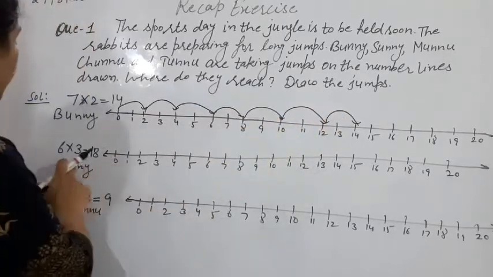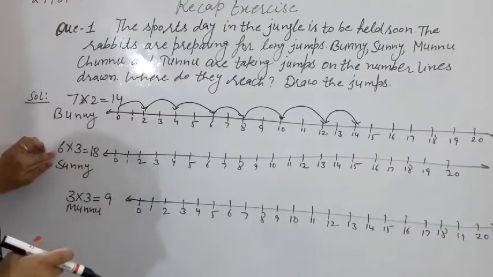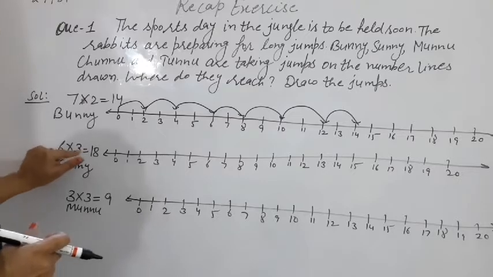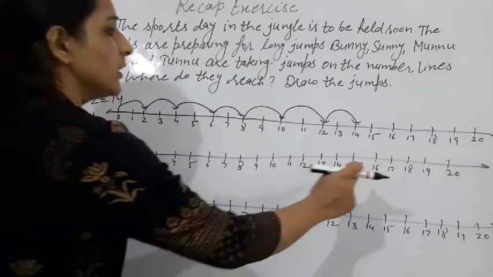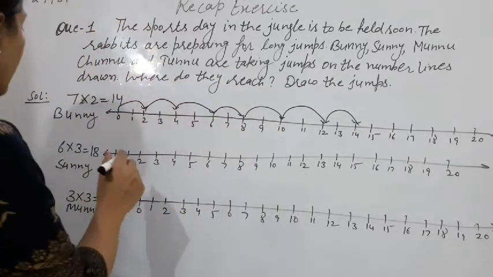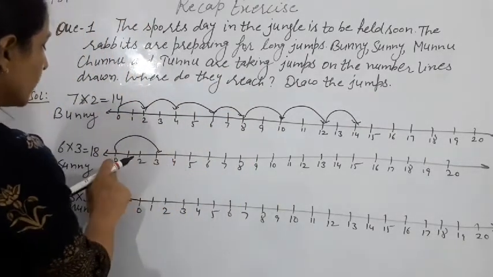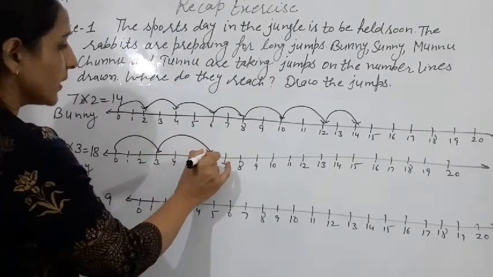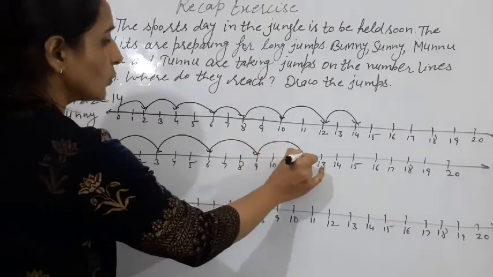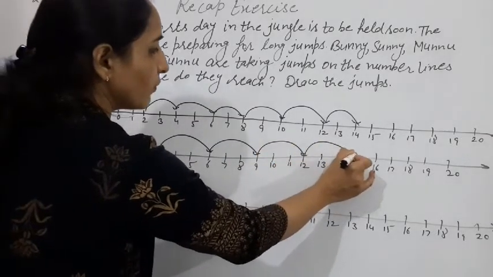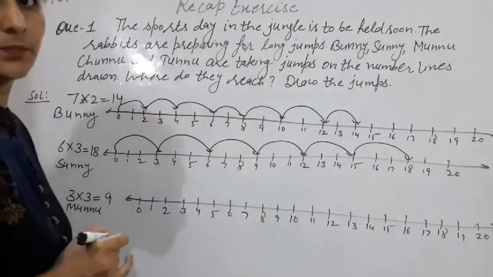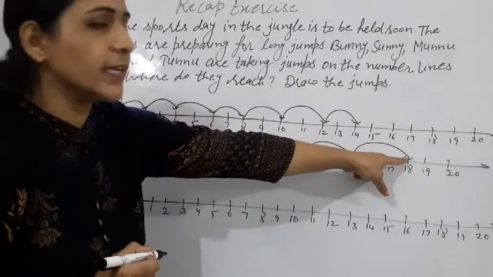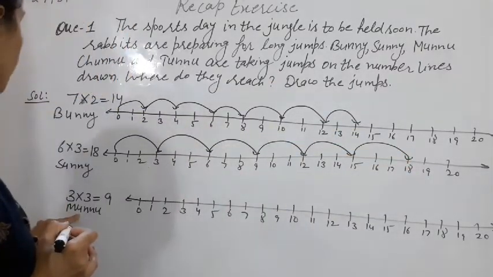Clear? Now the next one is Sunny. He jumped 3 steps, 6 jumps. So 6 threes are 18. Where does he reach? He reaches 18. Clear? So read the table of 3. 3 ones are 3, 3 twos are 6, 3 threes are 9, 3 fours are 12, 3 fives are 15 and 3 sixes are 18. Clear? So where did he reach? He reached 18.